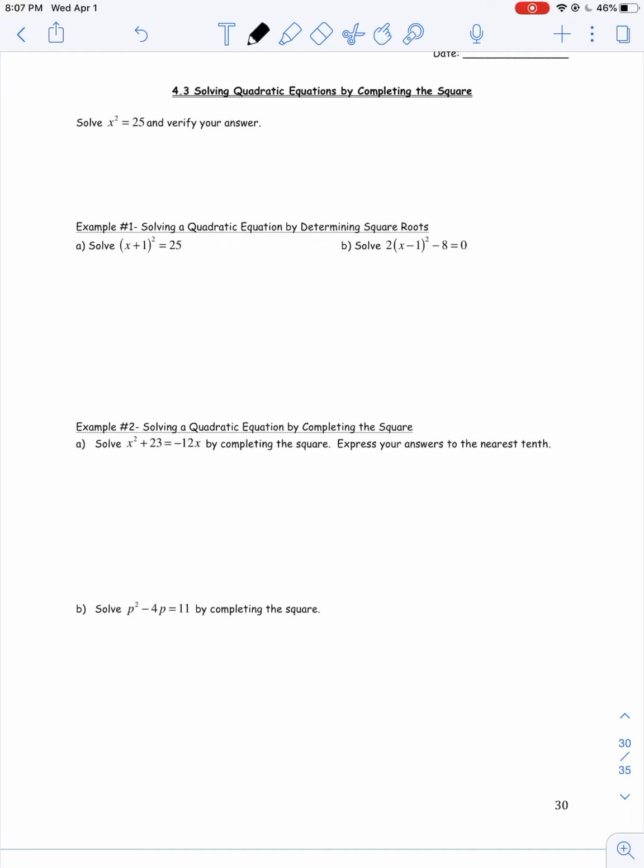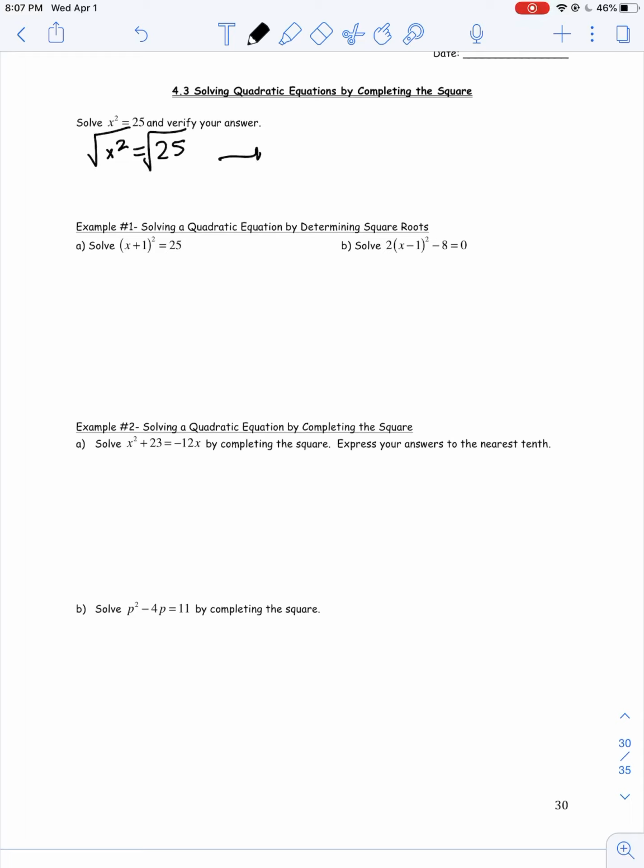Math 20-1 students, we're looking at lesson 4.3, solving quadratic equations by completing the square. So we're going to start off with something more basic and work our way up just to show you how we go from vertex form, and for something even simpler like x squared equals 25, how do we solve for x? Well, in order to solve for x, you always do the opposite. So the opposite of squaring something is square rooting.